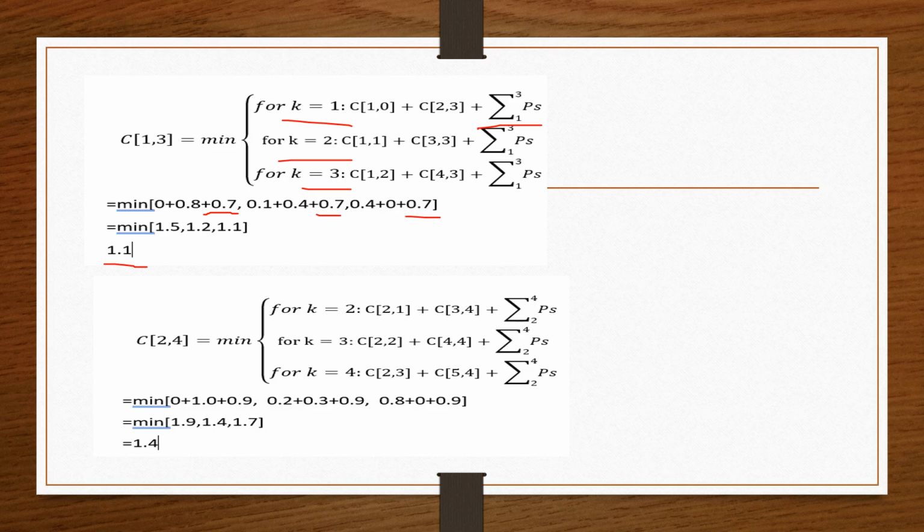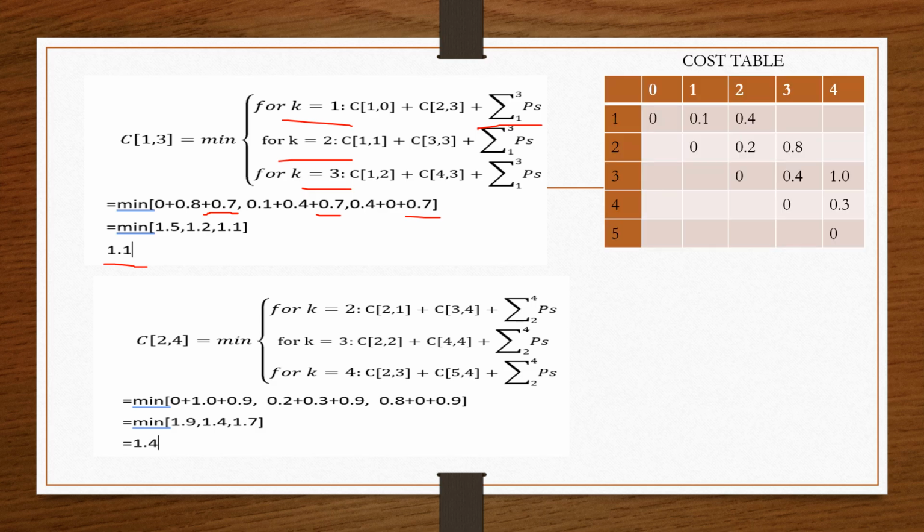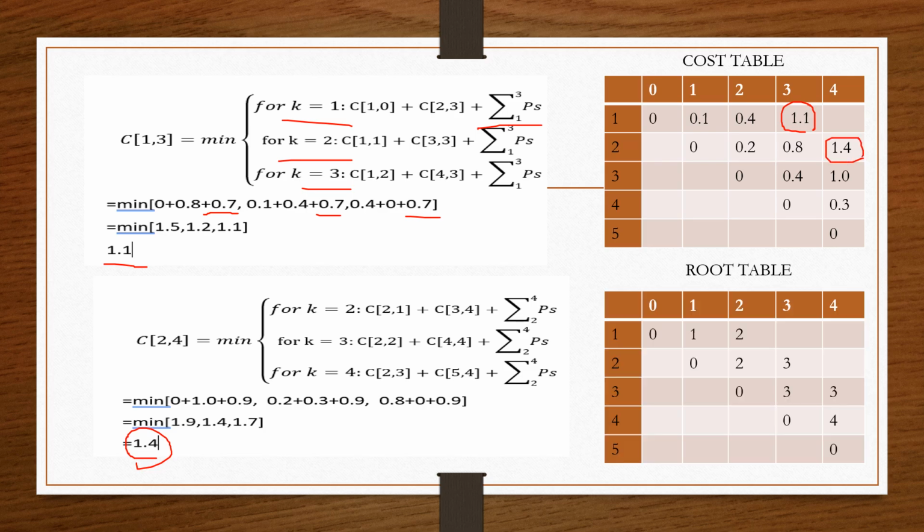Similarly, cost of 2, 4 is also found using the same formula. And I am filling the cost table and the root table as well. So here the minimum value is 1.1, therefore 1.1. And in this the minimum value is 1.4, therefore here also 1.4. And I need to fill the root table as well.